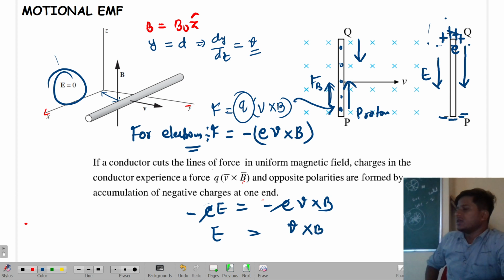V cross B. If the velocity is undeflected, what is the equation? Electric field is equal to what? V cross B. Yes or no?